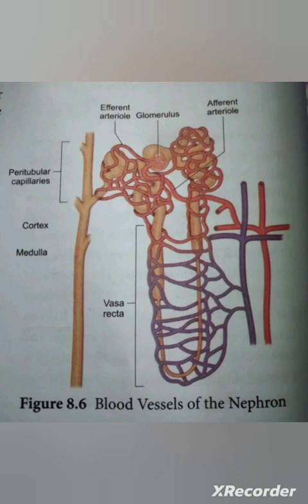The next video we will see about the disorders of the urinary tract, that is the excretory system. Disorders related to the excretory system: urinary tract infection, renal failure, uremia, renal calculi, glomerulonephritis, and the treatment.